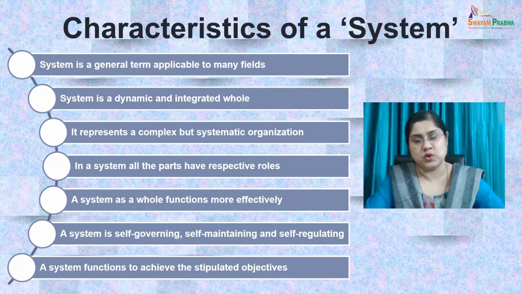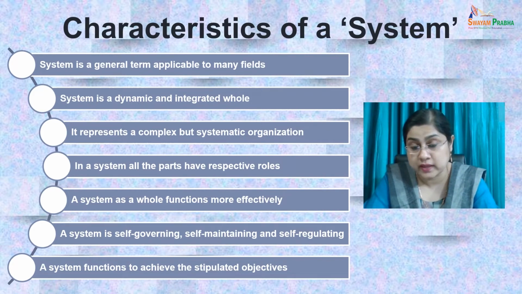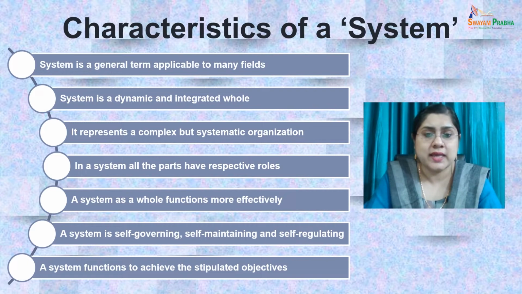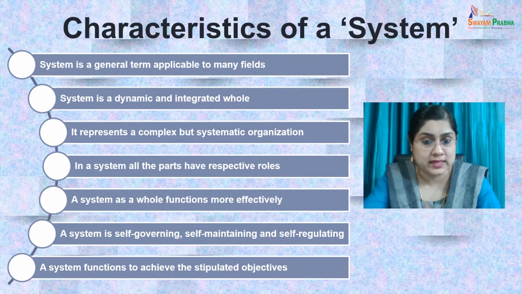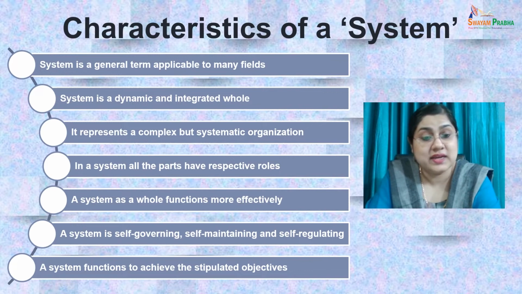So in a system or even in an organization, you can see that there are various people working, and every single person who is part of this organization has some duties, and these duties are delegated by the higher authorities, and they are supposed to work in order to run the entire system or organization in a smooth way or in a very properly delegated way. So the system represents a complex but systematic organization of interrelated and interdependent parts or elements.